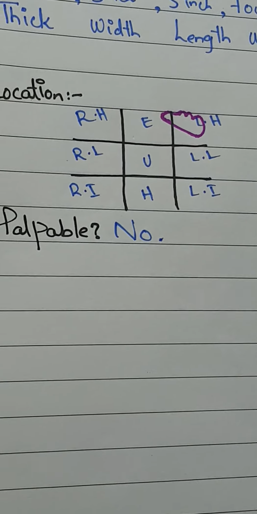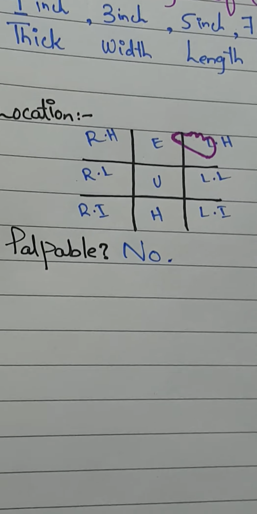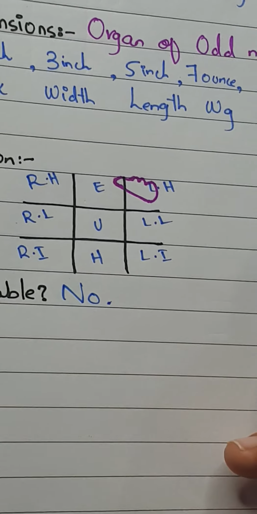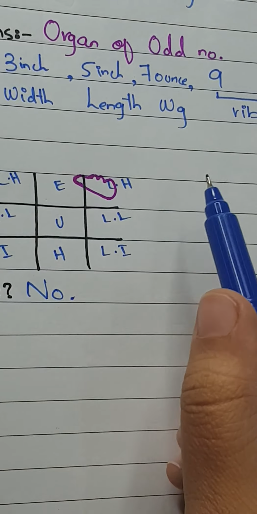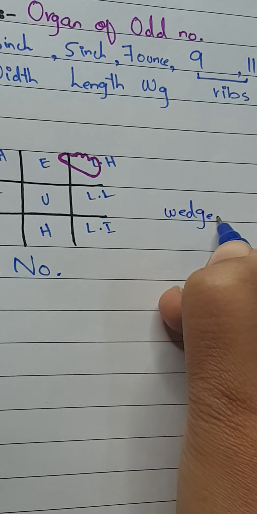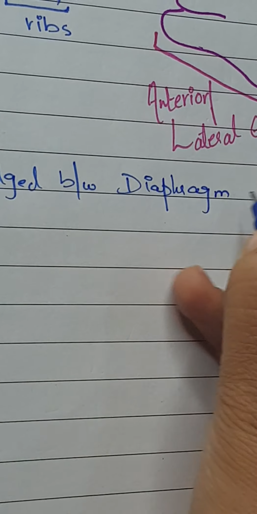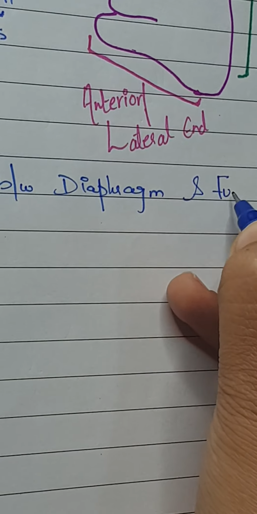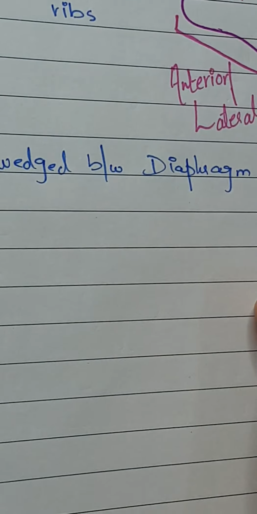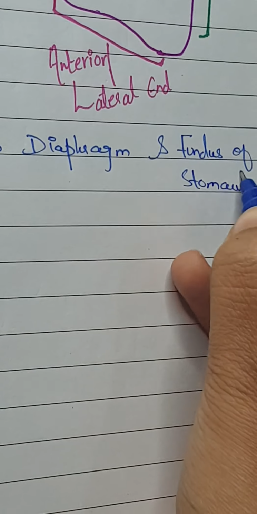Now, if we talk about the location of a spleen, we also make a point here. Also note the point that spleen is wedge shape. Spleen is wedged between diaphragm and fundus of stomach. It is wedged between diaphragm and fundus of stomach.